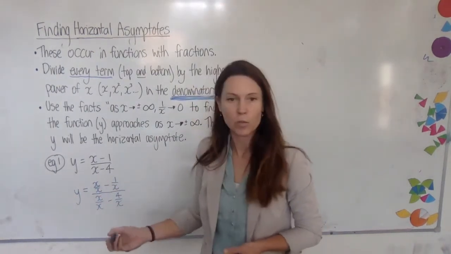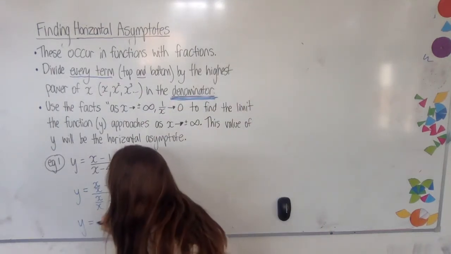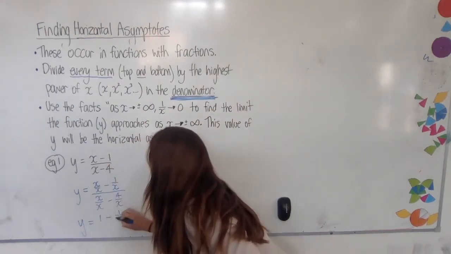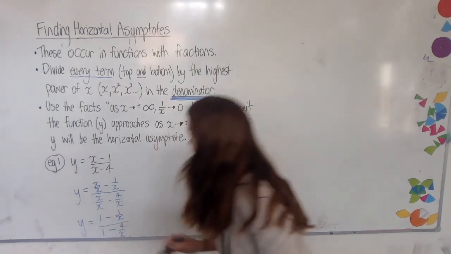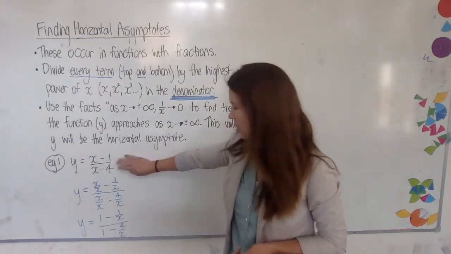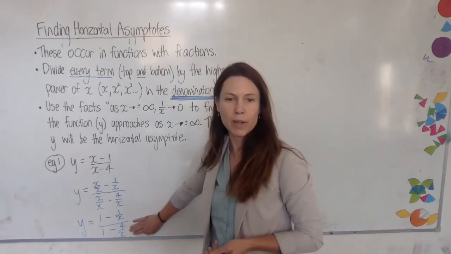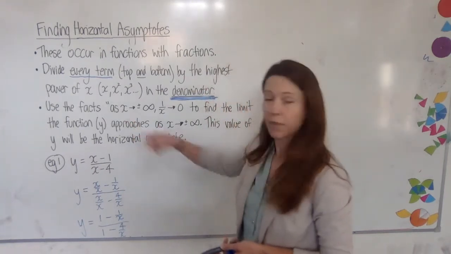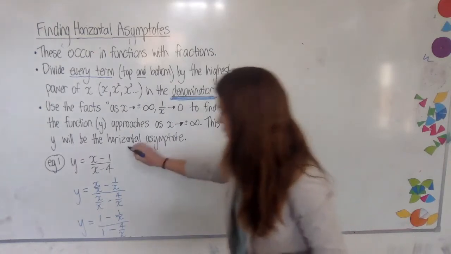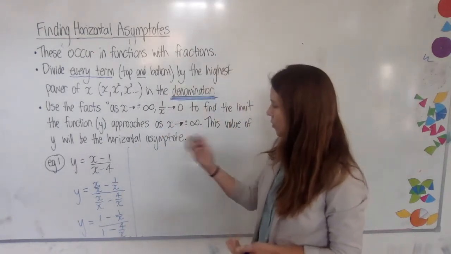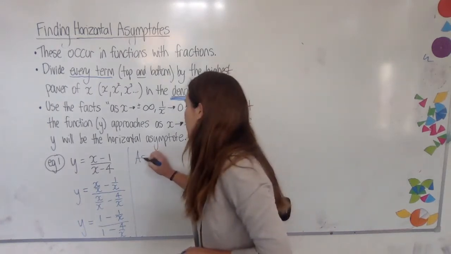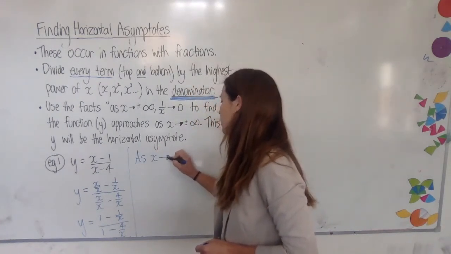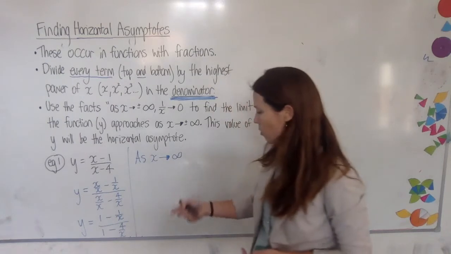Now the next step, we can just tidy this up. x over x is just 1. So if I rewrite this, I've got 1 minus 1 over x, over 1 minus 4 over x. Here I haven't really changed the function, I've just written it a different way so that I can use this fact in the next step. So in the next step, I want to think, alright, what happens when x is really big or really small? As x approaches infinity, what will happen here?